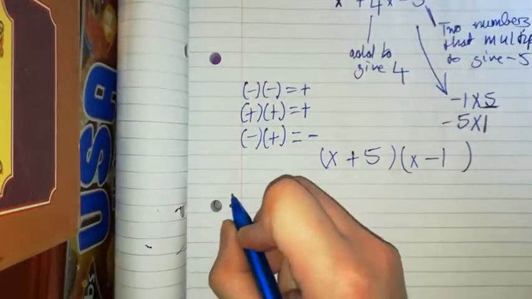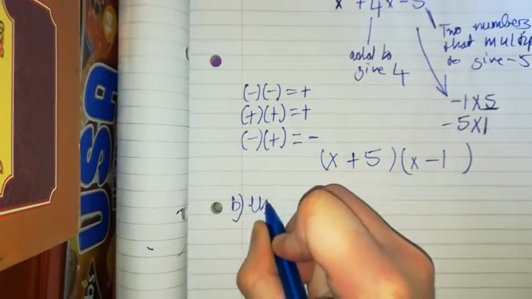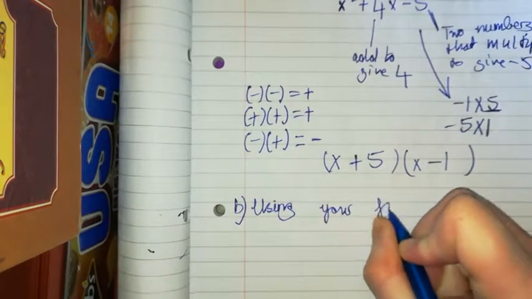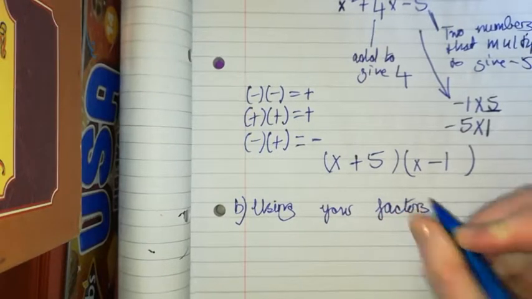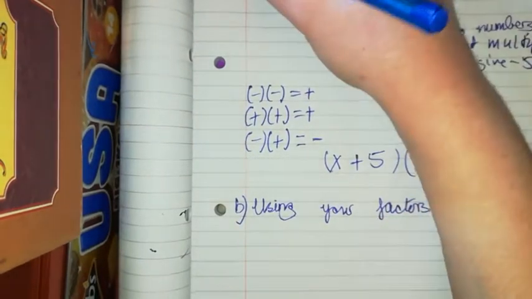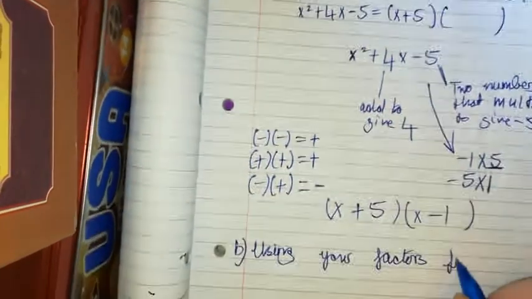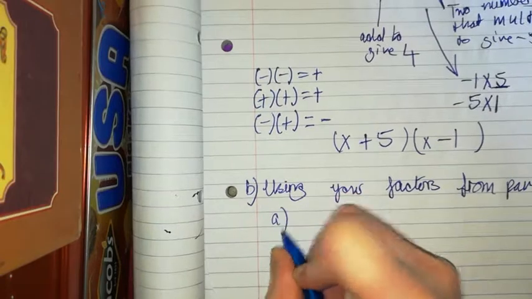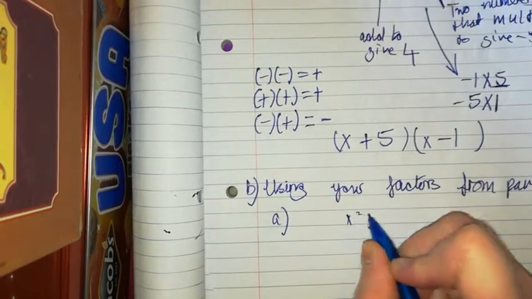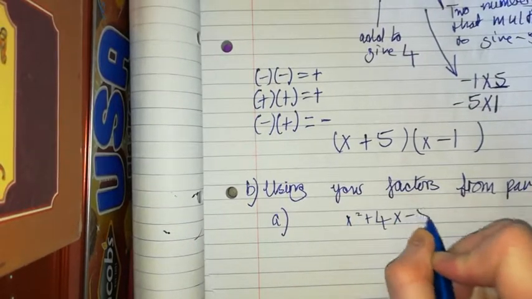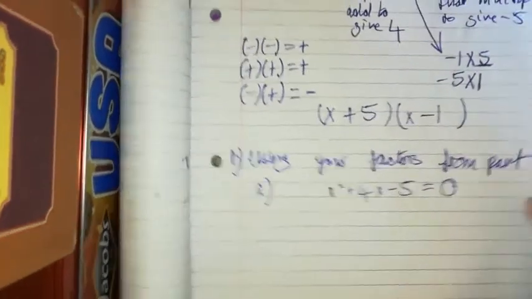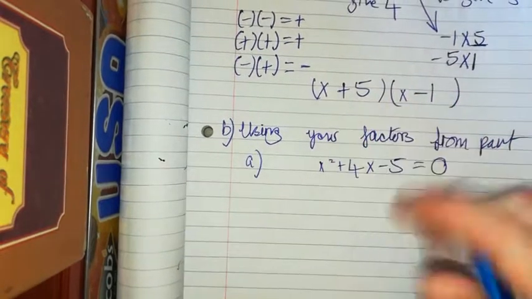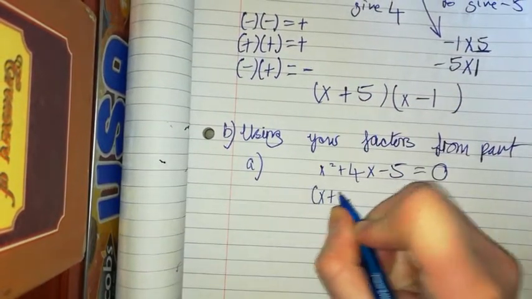And then the next part of the question says, using your factors from part A, solve the equation x squared plus 4x minus 5 equals 0. So when we want to solve the quadratic, the first thing we have to do is write it in terms of its factors. So I'm just going to write it in terms of the factors that we just got.